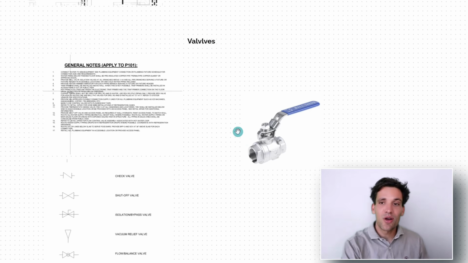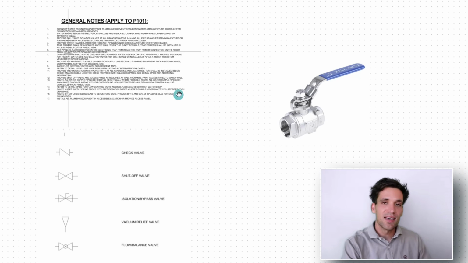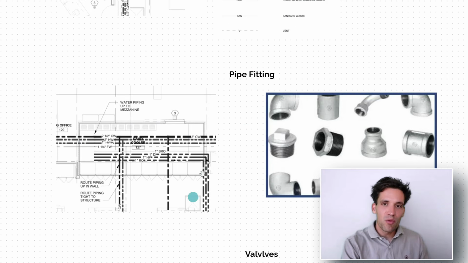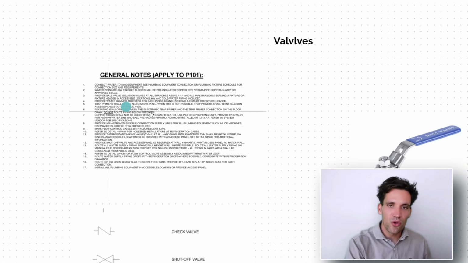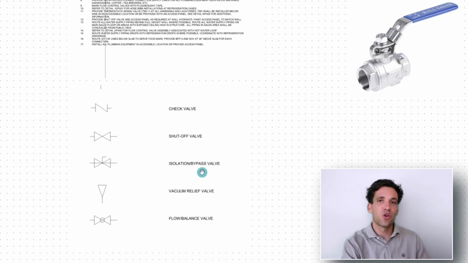The next one we have is a valve. So valves are like taps. You can shut off the supply of water to different things. Again, often they won't be shown on these layout drawings, but if you refer to the actual general notes, it'll specify that, for example, you have to have a shut-off valve per bit of equipment. And if you go to the legend in the drawings, it'll show you the different types of shut-off valves.